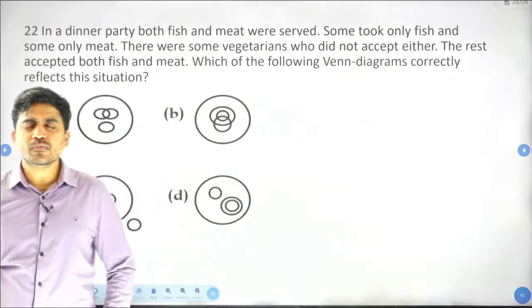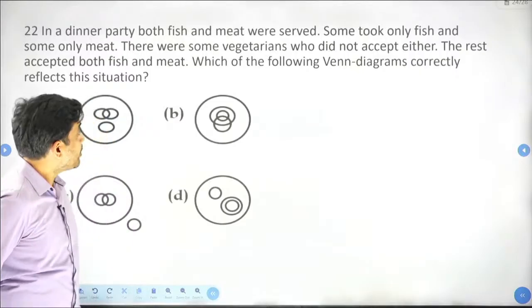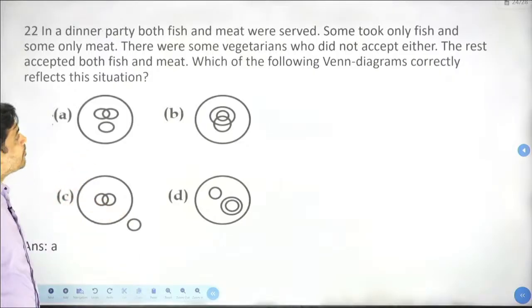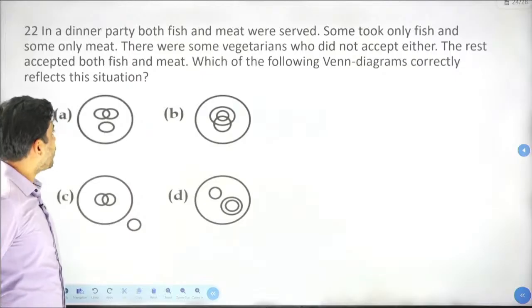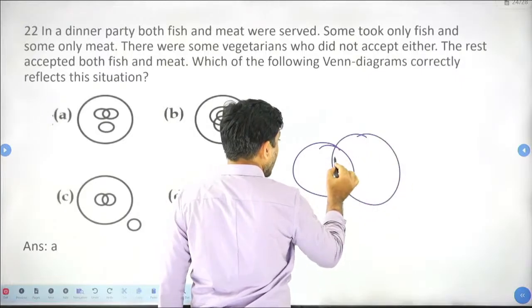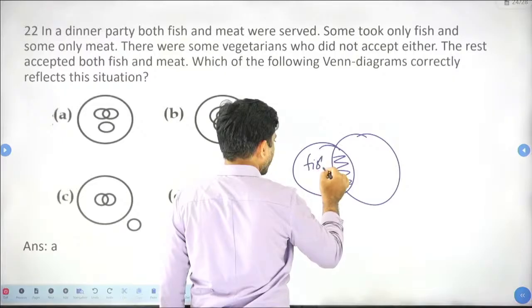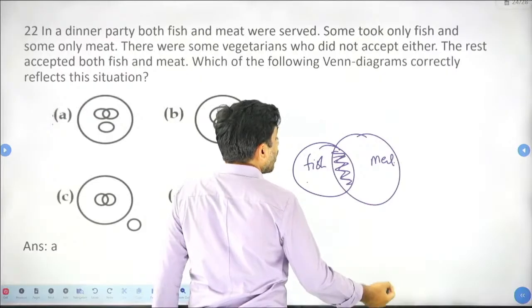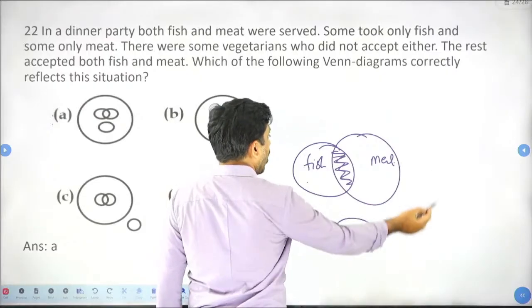Look at this. One question is from Venn diagrams, okay? There are some people both fish and meat available. Some took only fish, some took only meat. There were some vegetarians also, means outside of these two circles. Few are accepted both fish and meat. Say this is fish circle, this is meat circle. Some are eating both, only fish here, only meat here. Some are accepting both. Where are the vegetarians? They are outside. All are in the party.